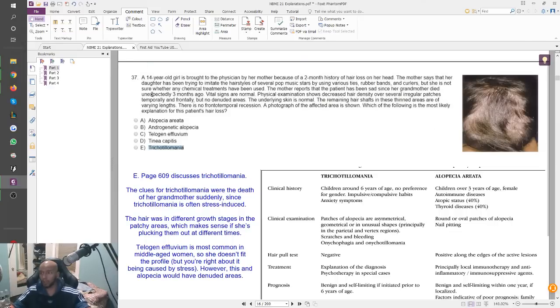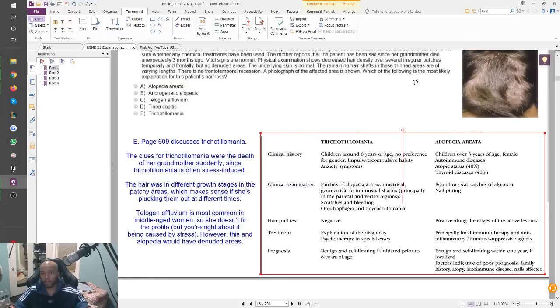14-year-olds and young children are often very much attached to their grandparents because grandparents are usually very much attached to young children. As far as telogen effluvium, that's the most common in middle-aged women, so she doesn't even fit the profile. But telogen effluvium is caused from stress. However, this and alopecia would have denuded areas as well. Okay, very important. And then I found this little chart that I put here to help compare.